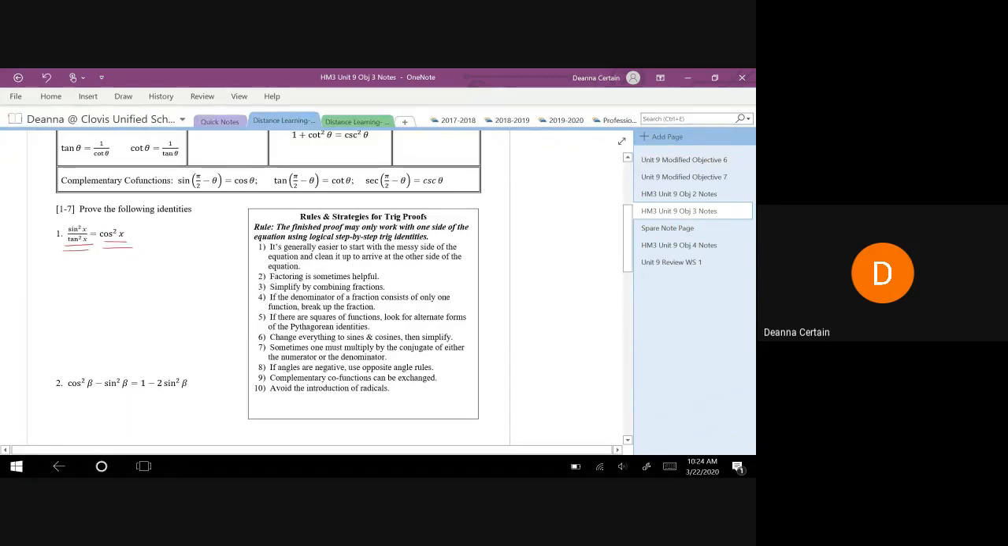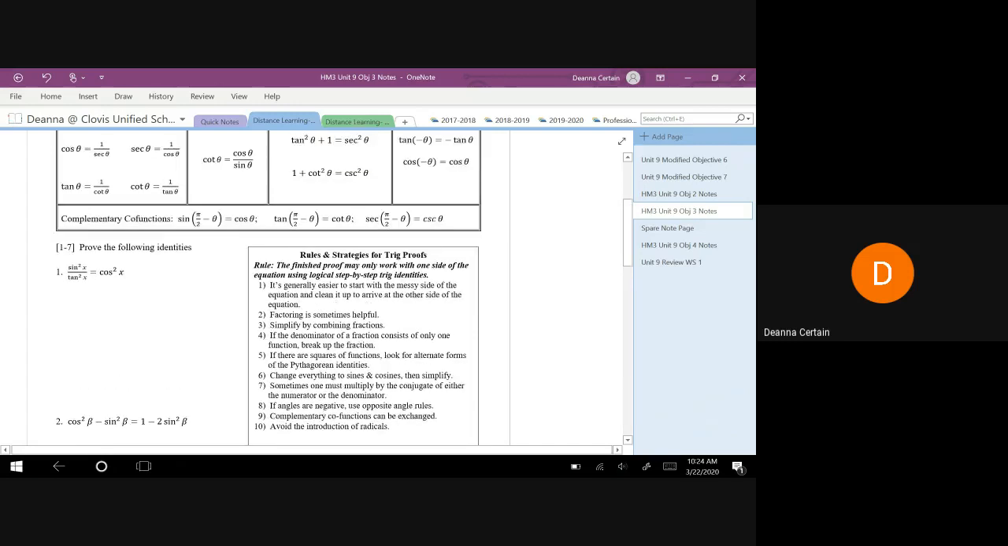Now with this proof, it's going to be important that you don't switch sides of the equals. We are not solving for x. So in number 1 here, nothing on the left will ever come over to the right, and nothing on the right will move over to the left. We are going to be working with one side of the equation to get it to look like the other. Now, how you get it to look like the other, there's a wide variety of things you could do.